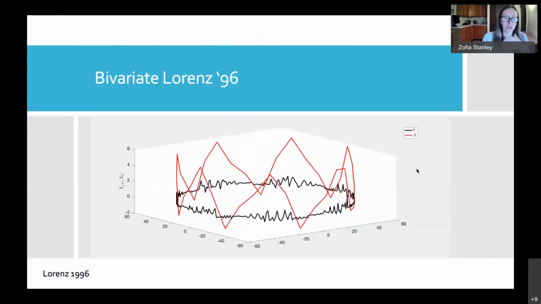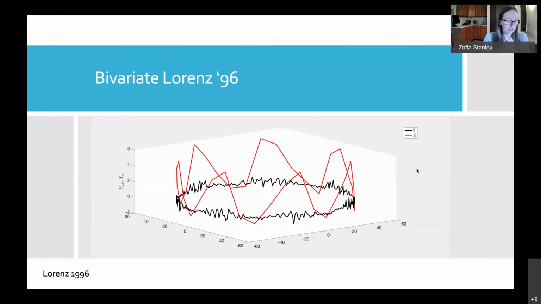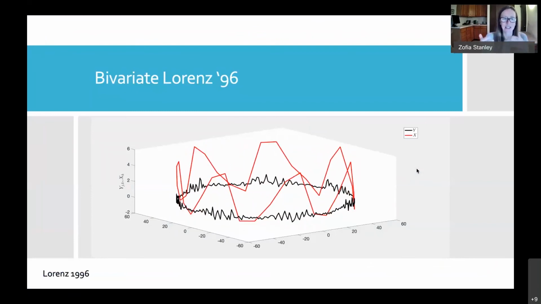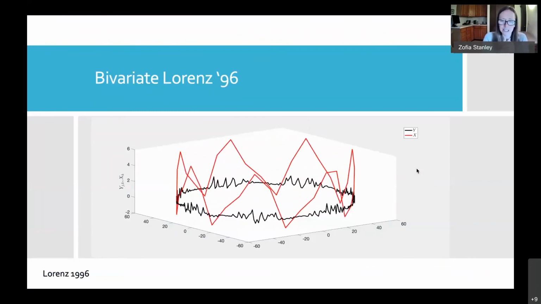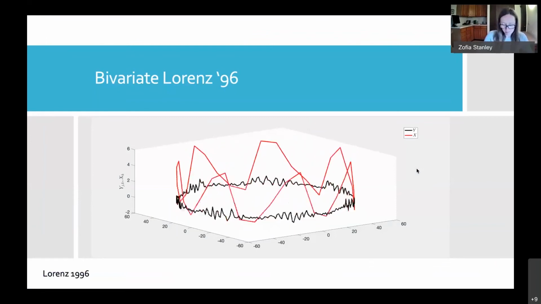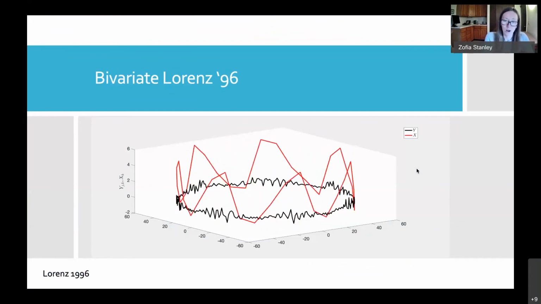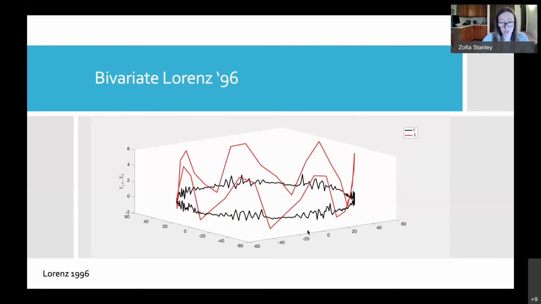And what we're going to use to compare these two different localization functions is just a bivariate Lorenz 96 model, which is a conceptual model of atmospheric processes. And so we have this Y process in black, which is a short process and can be thought of as rapidly varying small scale convective fluctuations.